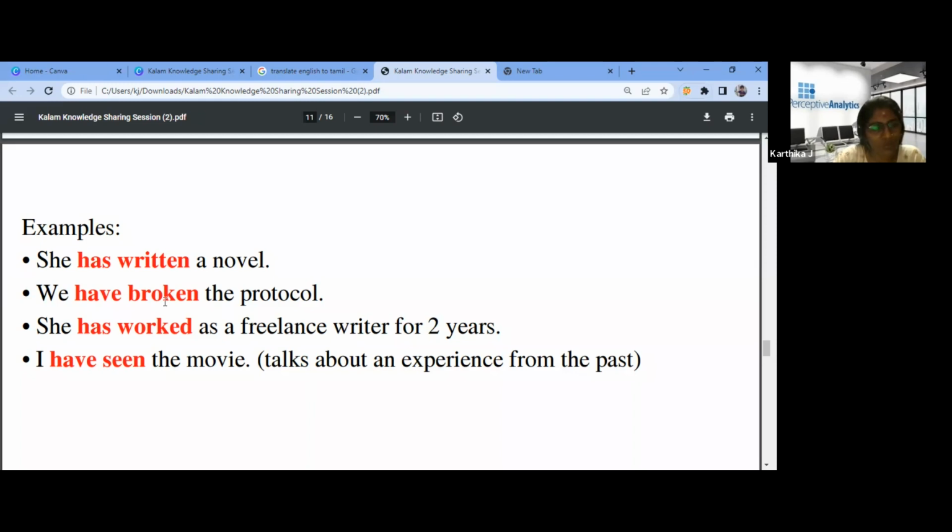Like she has worked, but she is not working as a freelancer at the moment, but she has worked for 2 years. She started in the past 2 years before, but now she has completed that work. So that's why it is a V3 verb.